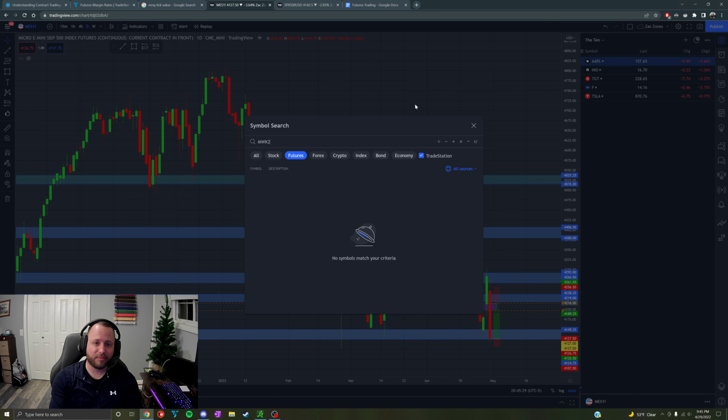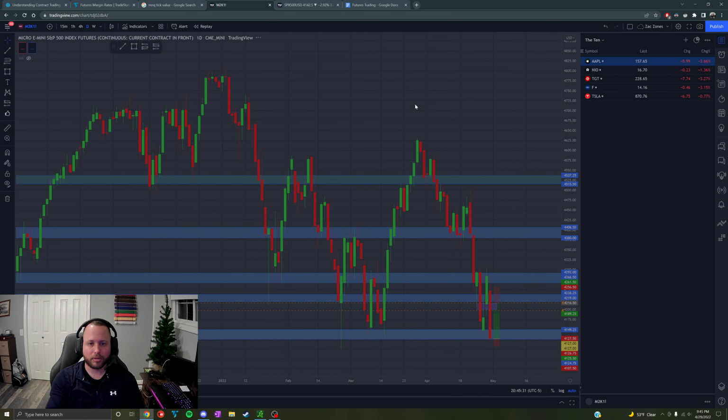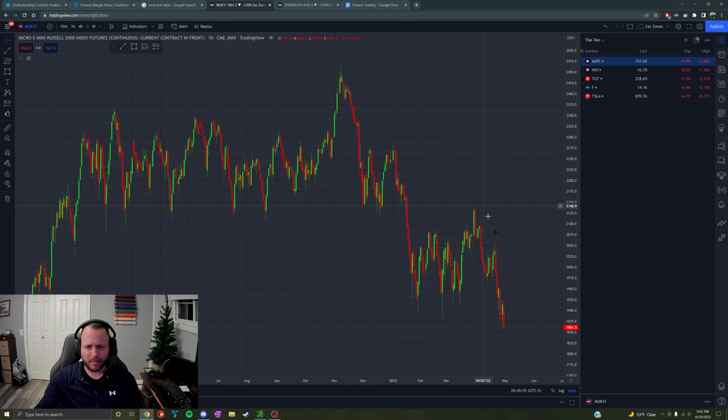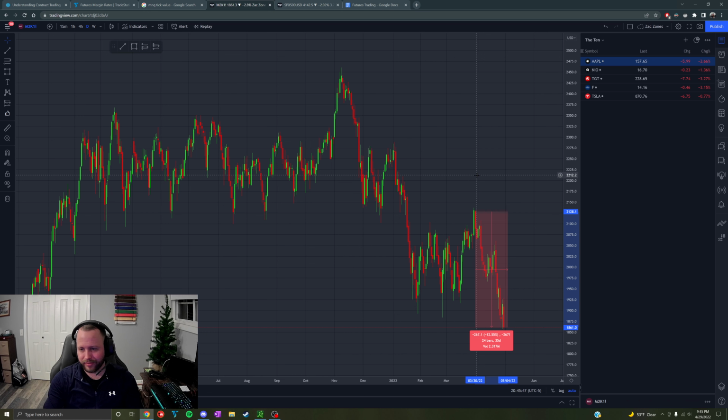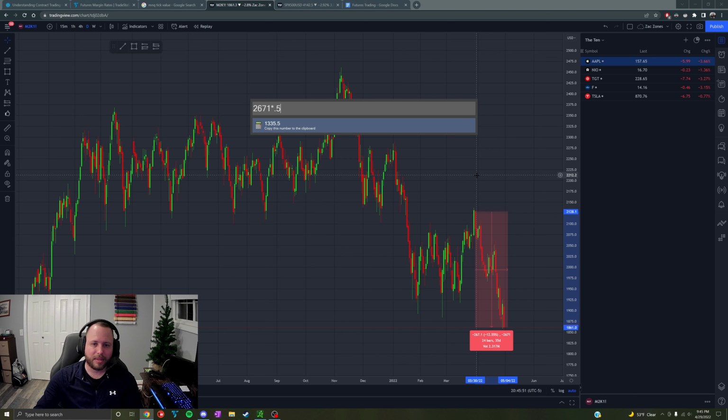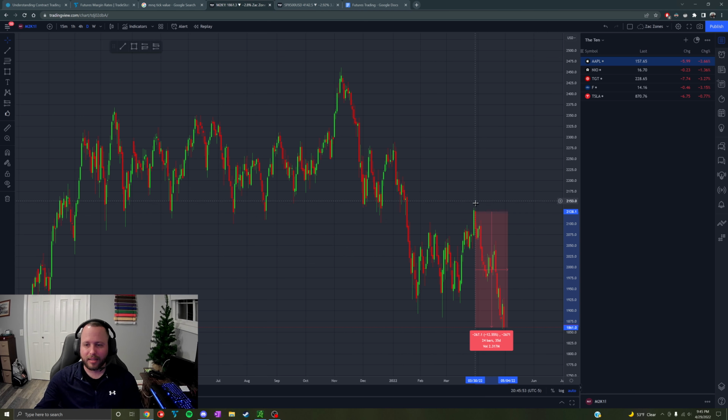That's why I said I really need to learn to type. I really like the Russell because the Russell is moving so much less that if we grab top to bottom there, that's 200. Oh, wait, what's our tick value? Our tick value is 50 cents, so it's 2671 times 0.5. That's about $1,300 right there from that huge move that takes several days to occur.